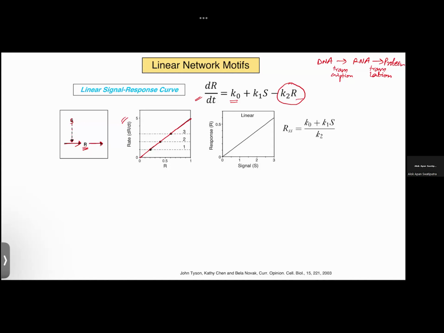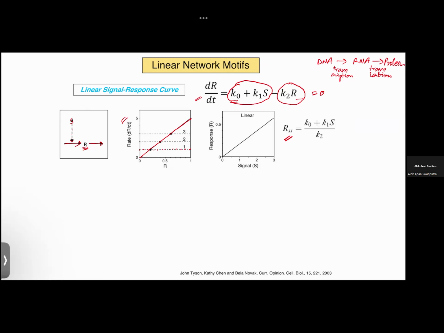And if I plot this term separately, which is K0 plus K1S, it has no R dependence, so it is this dash. Makes sense? Now, if I want to find out the steady state level, I have to set drdt equal to 0. And that will give you the steady state concentration of protein as K0 plus K1S by K2.